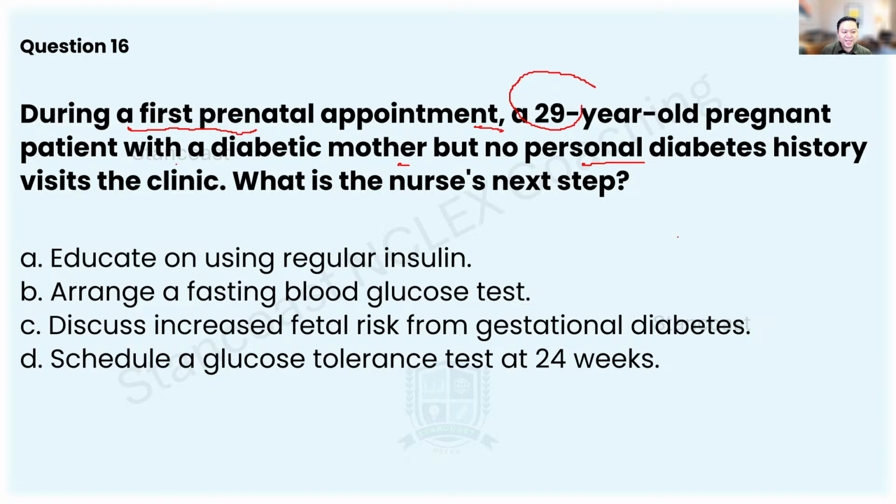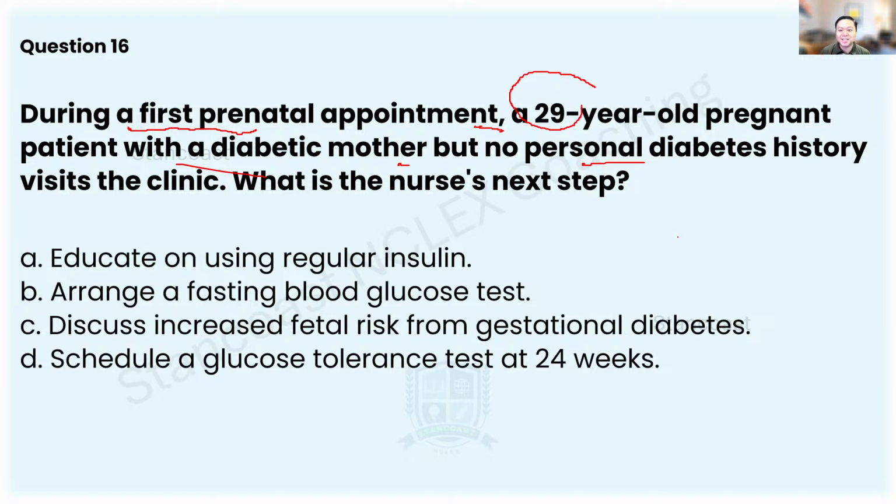The pregnant woman's mother is diabetic. The patient is not. Okay? What the patient stated is that in the scenario, it states that their mother has a history of diabetes, but the patient is not, they don't have any history of diabetes yet. So what would be that correct option?